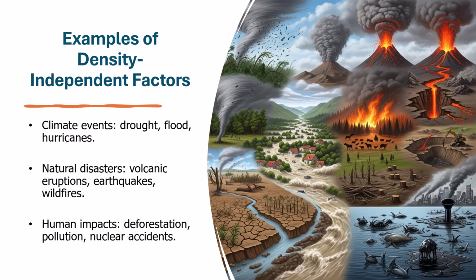Density-independent factors include climate extremes like drought, reducing crop and water availability. Severe weather like hurricanes, tornadoes, and floods sweeps through populations indiscriminately. Wildfires rapidly destroy habitats, affecting species regardless of numbers. Geological disasters like volcanic eruptions and earthquakes may cause mortality. Human activity, mining, oil spills, air pollution, and deforestation, damages the ecosystem universally.